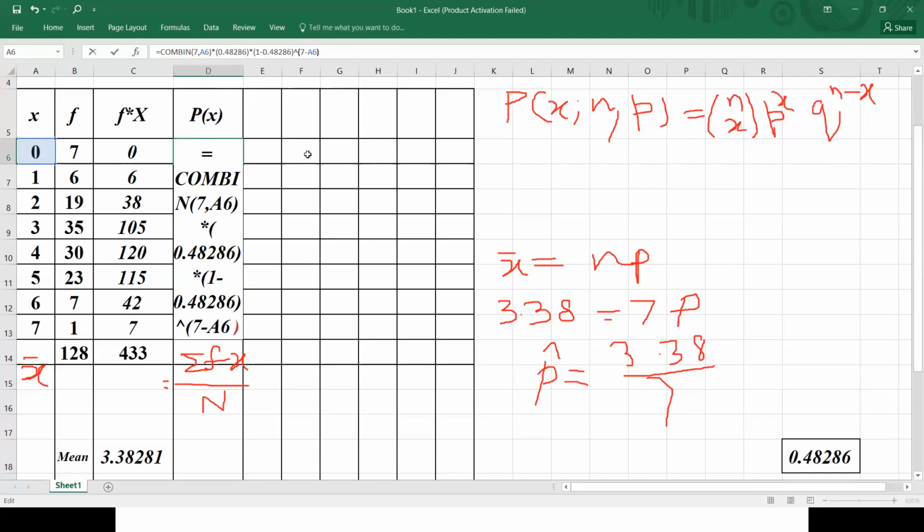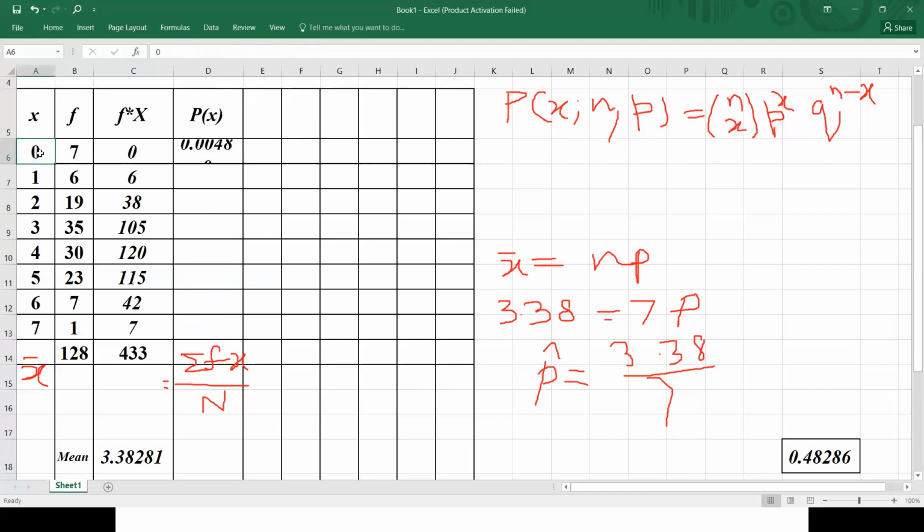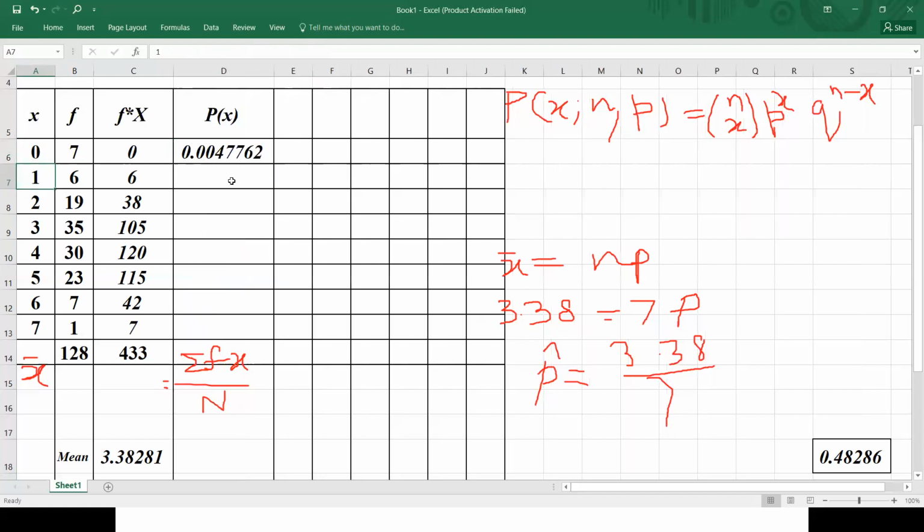Power N minus X, as well as we have the power X here. Power X is this. This is the first value of the probability. I am just reviewing the formula. Combine NCX. N is 7. X is 0, the first time it is 0.